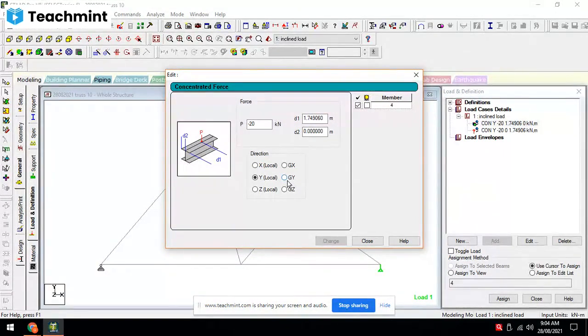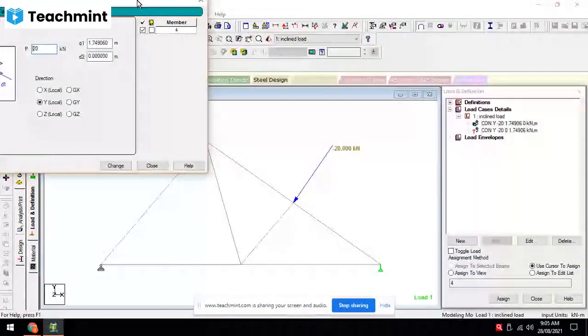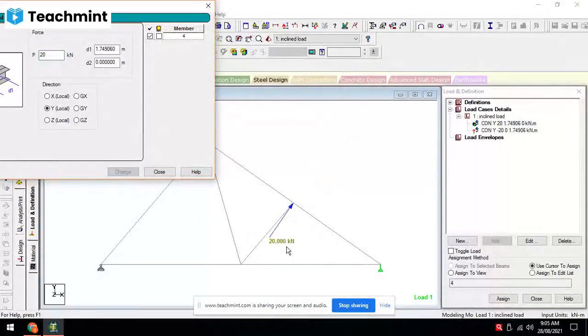If I make it plus, okay, I will make plus, then you can see the change. I will change it. You can see it is applied like this. So given is minus 20, so it changes like this.